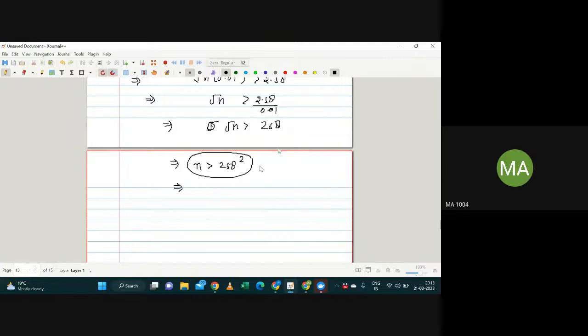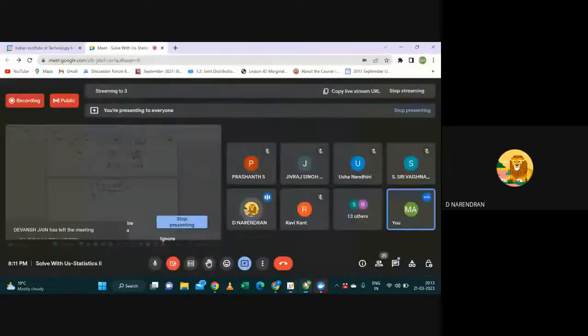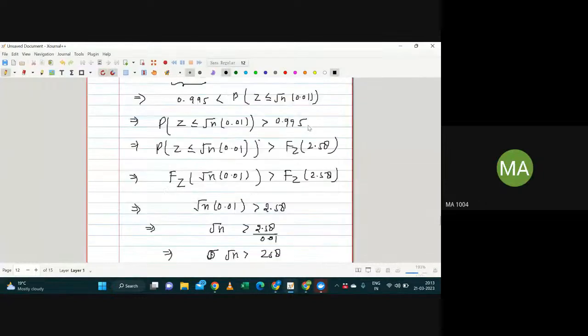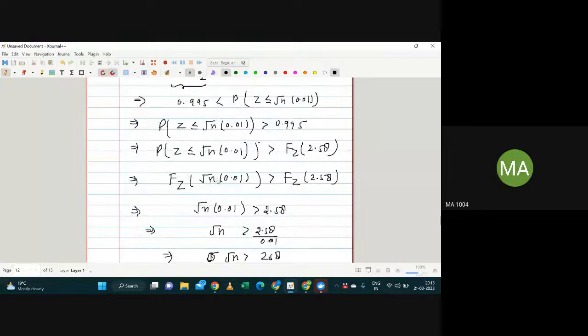Are you getting my point? Yes, explain. Correct, sir. Okay. Sir, how did you remove that FZ? Both sides the Φ is there, no? Yes, both sides the Φ is there, right?